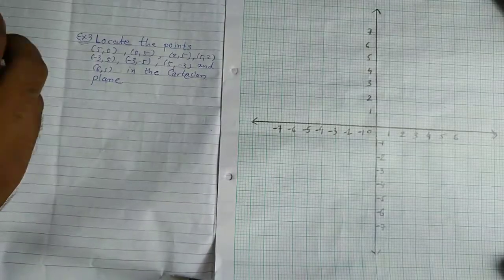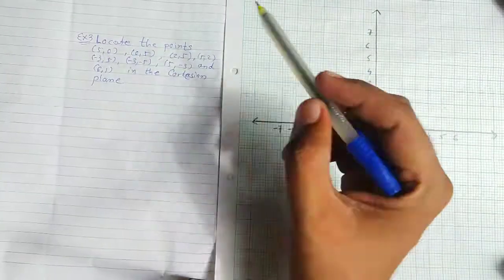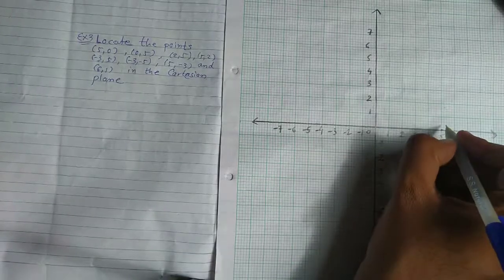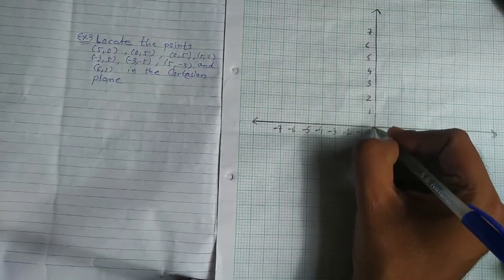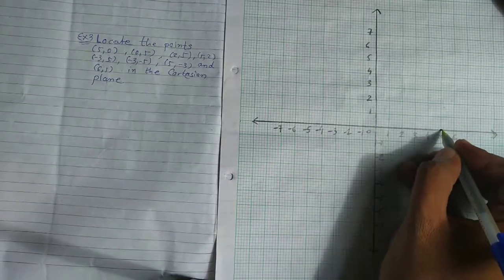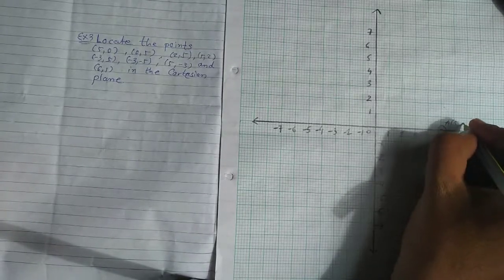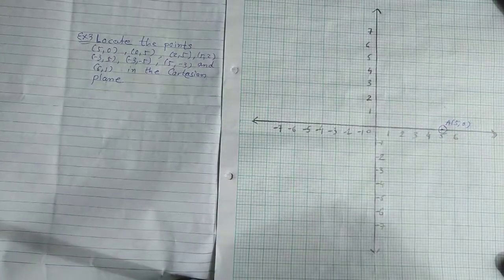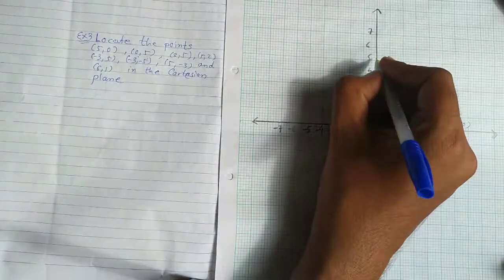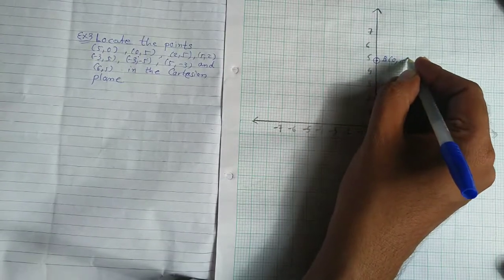The first point is (5, 0), both are positive. The x coordinate is 5, so here, and the y coordinate should be 0. So the y coordinate 0 intersects here. Then point A is (5, 0). Second, (0, 5): x coordinate 0 and y coordinate 5, so here. Then point B is (0, 5).